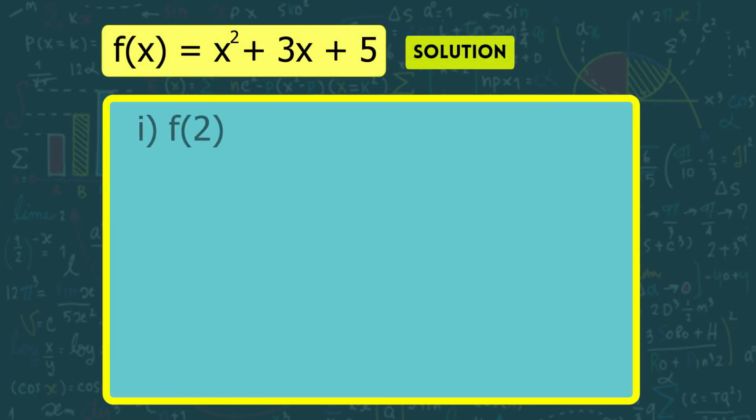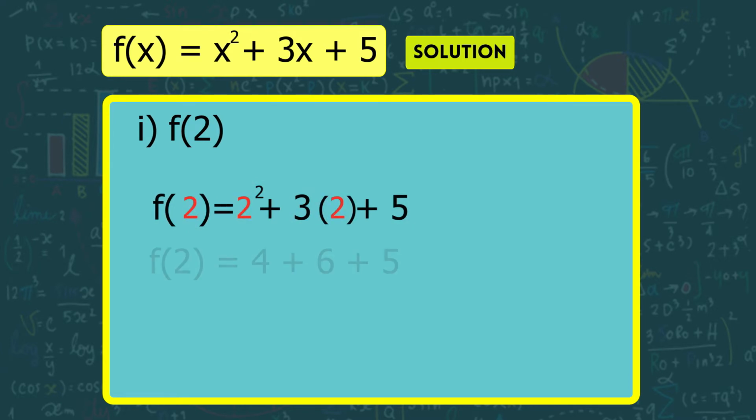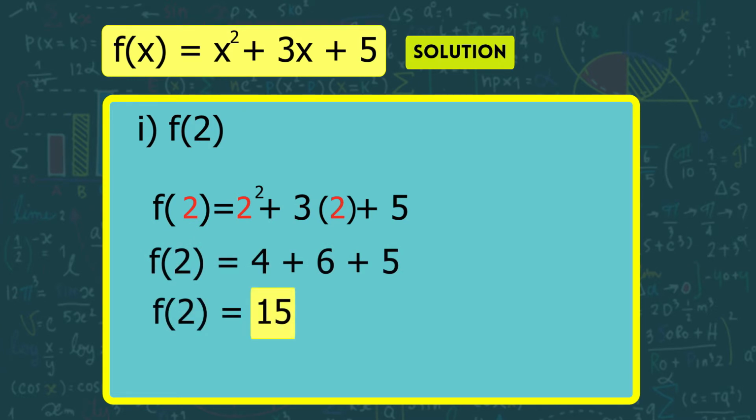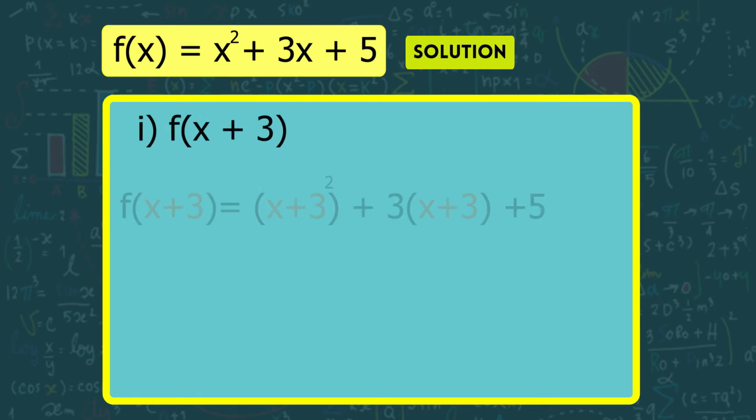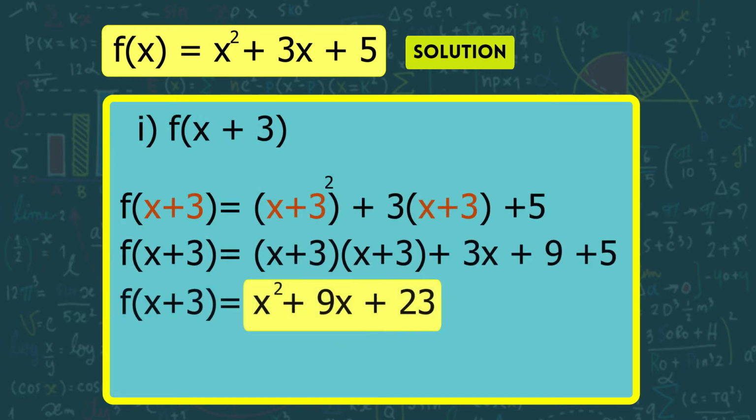Given f(x) = x² + 3x + 5, find f(2). Substitute 2 for every x in the function. Next, find f(x + 3): substitute x + 3 for every x in the function.